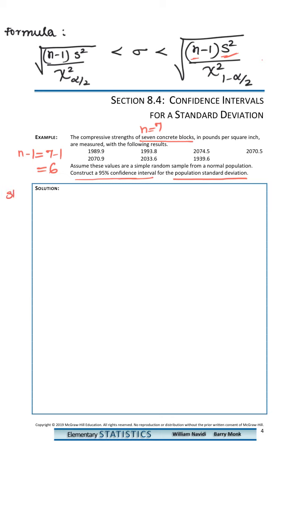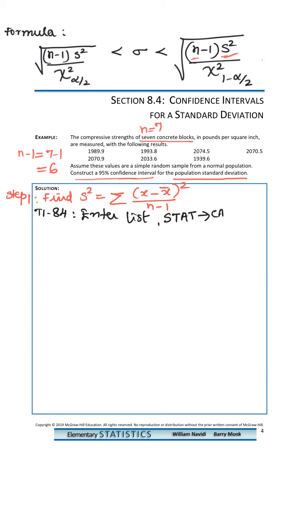So first we will find the sample variance. Either you can use this formula or you can use the TI-84 calculator. Enter all these values in the list, then use STAT, CALC, 1-Var Stats, and find the standard deviation. And square that to find the variance.